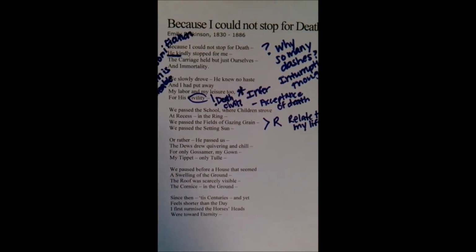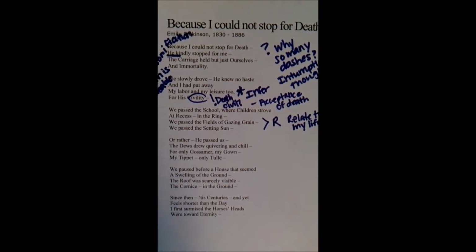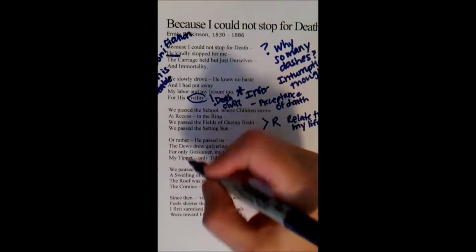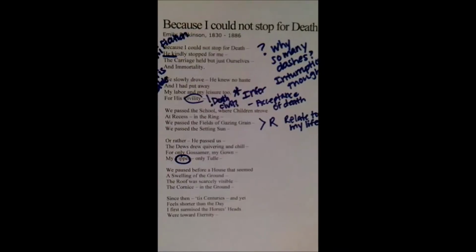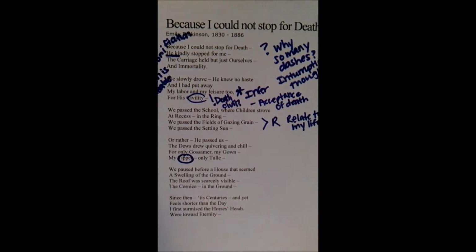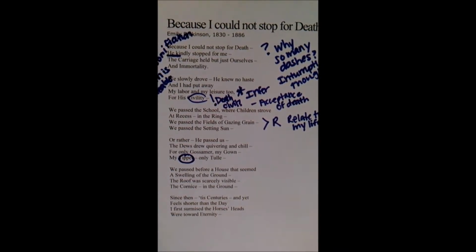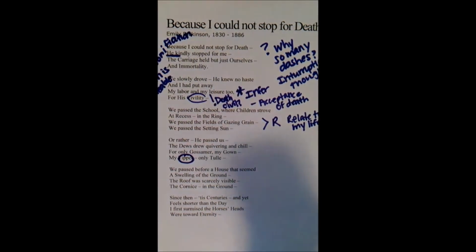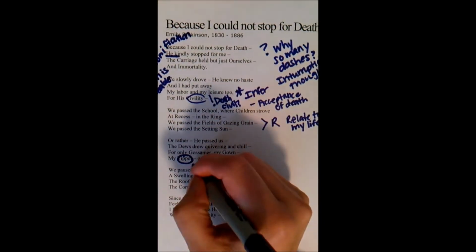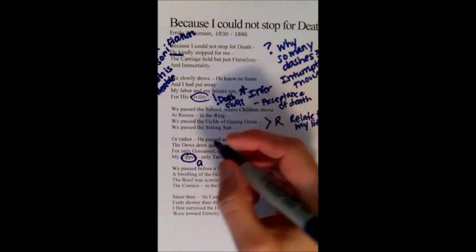Okay, let's move on to the next stanza. Or rather, he passed us. The dews drew quivering and chill, for only gossamer my gown, my tippet only tulle. I'm not really sure what the word tippet means, so I'm going to circle it, and then I'll need to look it up in the dictionary. What I found when I looked this word up earlier is that tippet is actually a scarf or cloth of fur. So I'm going to write that definition there.